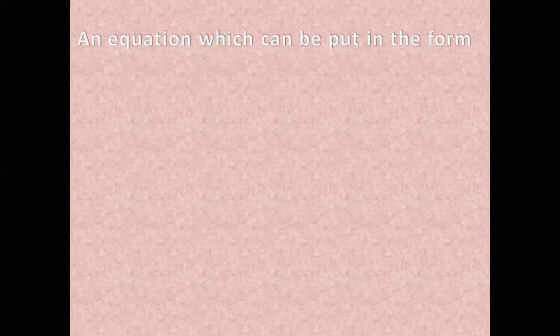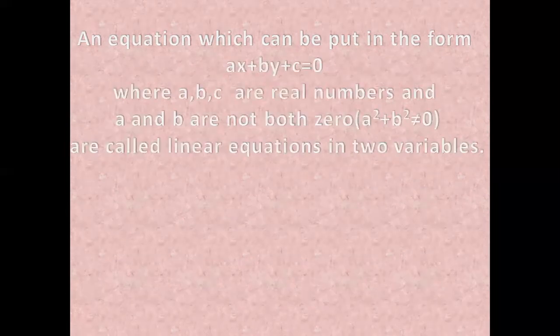So what is the definition of linear equation in two variables? An equation which can be put in the form ax plus by plus c is equal to 0 is called a linear equation in two variables. And there are some conditions. Here a, b, c are real numbers. They can be any numbers. You can put any number in the place of a, b and c.